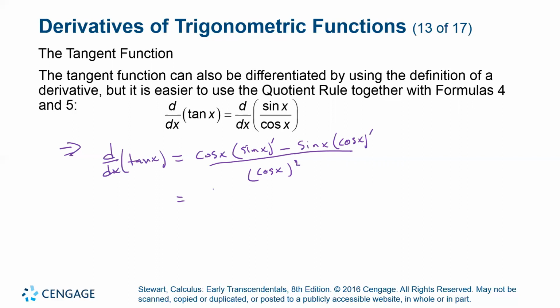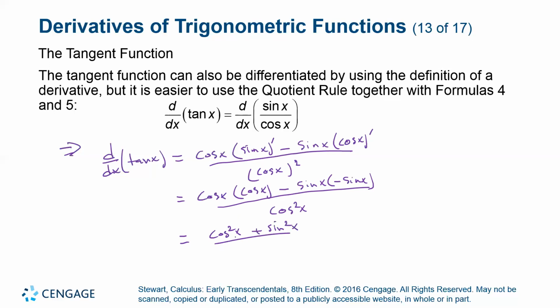So let's do that. This is cosine of x. Differentiate sine, you get cosine. Minus, you have sine of x. To differentiate cosine, you get negative sine of x. And then cosine squared, that is, cosine x all squared, is the same as that. So let's simplify that. Cosine times cosine is cosine squared. Then negative times negative is plus sine squared of x, divided by cosine squared of x.